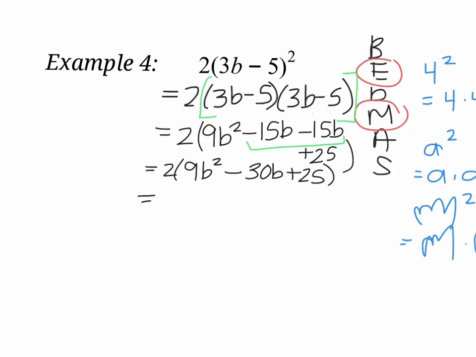So I'm going to do the 2 times 9b squared. That's going to be 18b squared. And then 2 times negative 30b is going to be negative 60b. And then 2 times 25 is going to be plus 50. There's no more like terms, so I'm done.